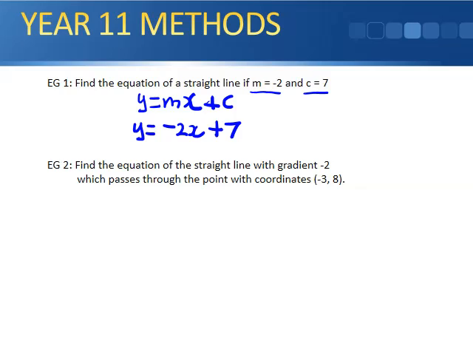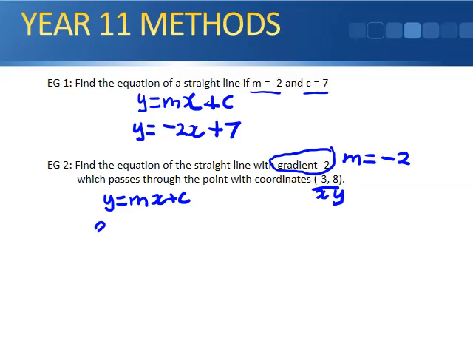Example 2 says find the equation of the straight line with gradient -2. And there's our m. And it passes through this point right here, (-3, 8). So again, I'm just going to write the rule: y equals mx plus c. I'm going to fill in what I know. And I do know that this is my x part and this is my y part. So using x and y and the gradient, I will be able to find my c. So I've got 8 equals, my gradient is -2 times, my x is -3 plus my c. That's why they give us that, to help us find our c.